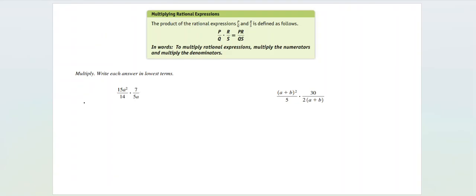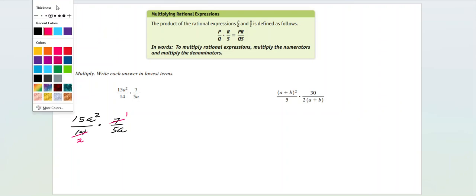So in this case, what I prefer to do before performing the multiplication is to simplify all those common factors that we can simplify, right? So when I have the expression 15a squared over 14, times 7 over 5a, right? I immediately find out that 14 and 7 share a common factor 7. So 7 divided by 7 would be 1, and 14 divided by 7 would be 2.